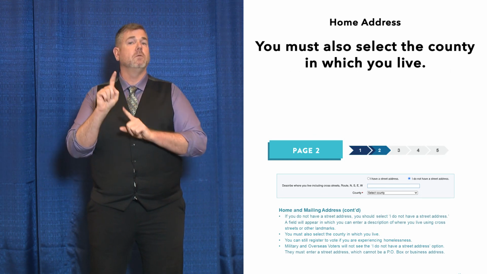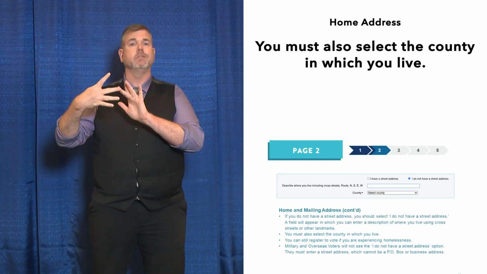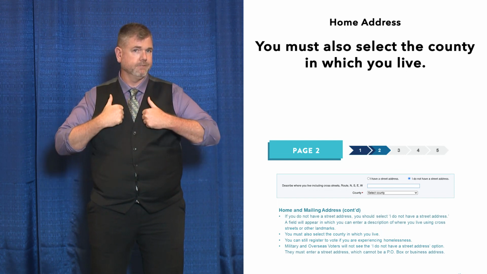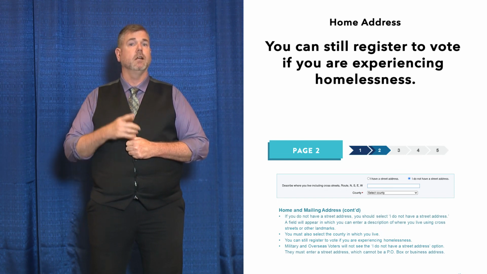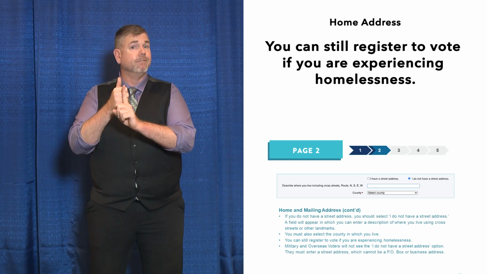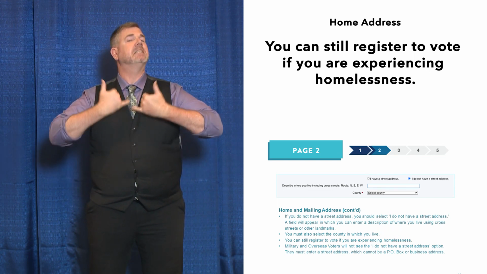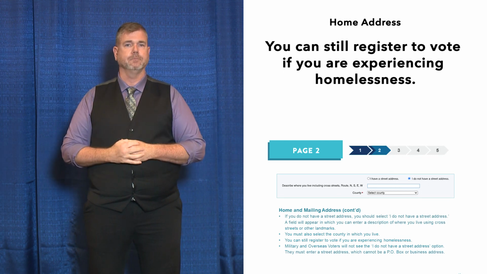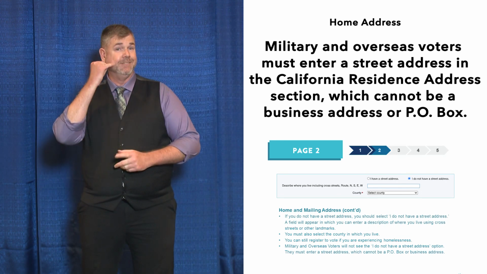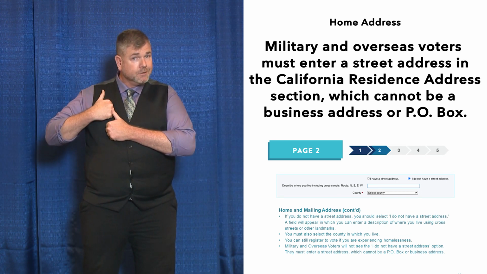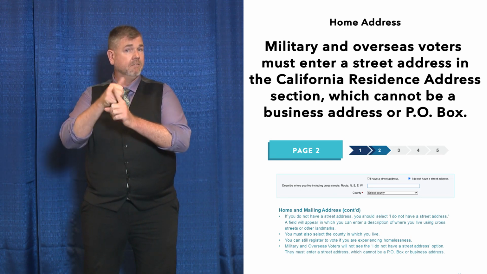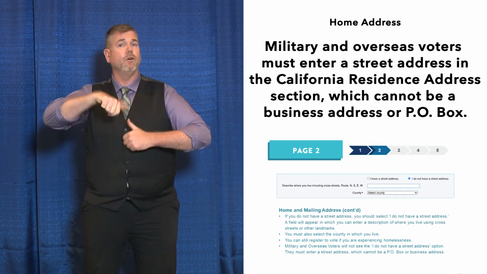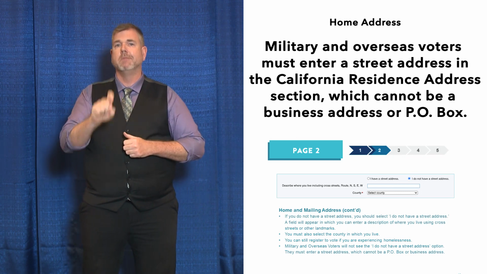You must also select the county in which you live. You can still register to vote if you are experiencing homelessness. Military and overseas voters must enter a street address in the California Residence Address section, which cannot be a business address or P.O. box.